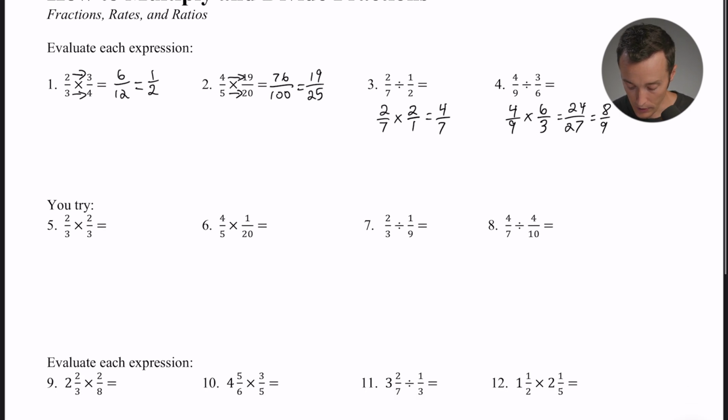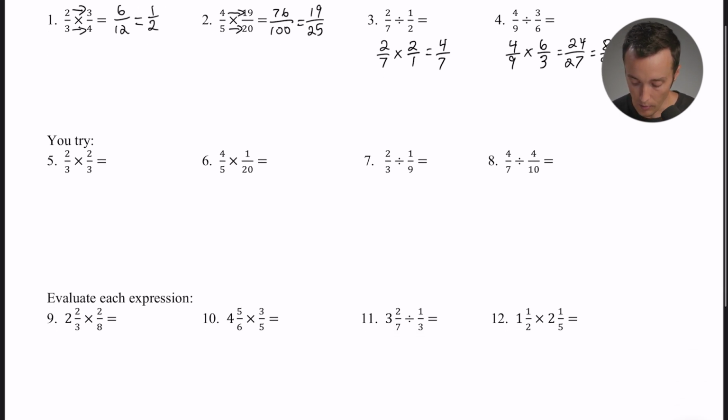Okay, so assuming you've had a chance to do that, let's look at number 9. It's the same basic process. It's still multiplication, but now we have a mixed number. So you need to know a little bit about how to change that to an improper fraction. The way I always explain to do this is if you have a mixed number, just change it to an improper fraction and then do your normal multiplication technique.